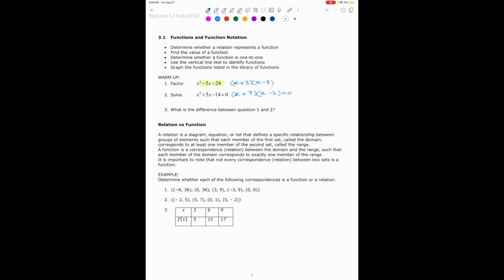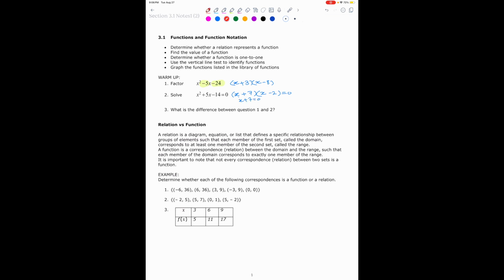If you multiply them, you get negative 14. If you add positive 7 and negative 2, you get positive 5. And then we need to take this further because this is an equation. So we're going to make each factor equal to 0, since if you multiply two quantities and the product is equal to 0, either of these quantities is equal to 0. So we're going to make x plus 7 equals 0.